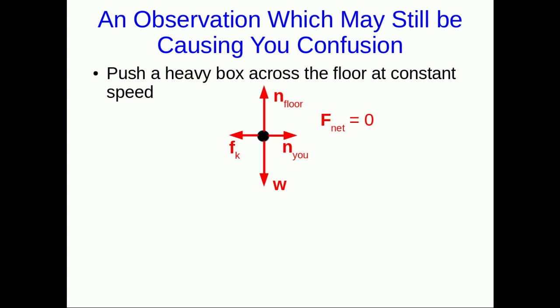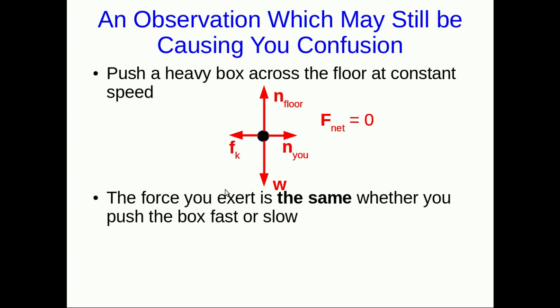Think about pushing a heavy box across the floor. And let's say you're doing it at constant speed and in a straight line. So we know that F net is 0. And so the force that you are exerting has to be equal in magnitude to the kinetic friction. Okay, so we've known this sort of thing for quite some time in this course.